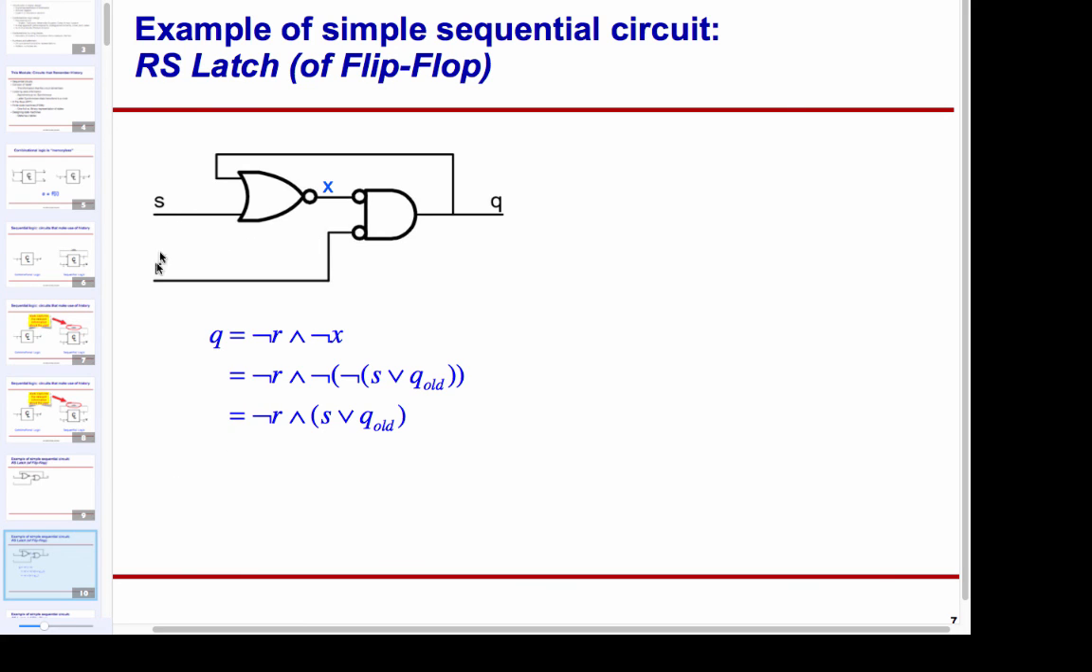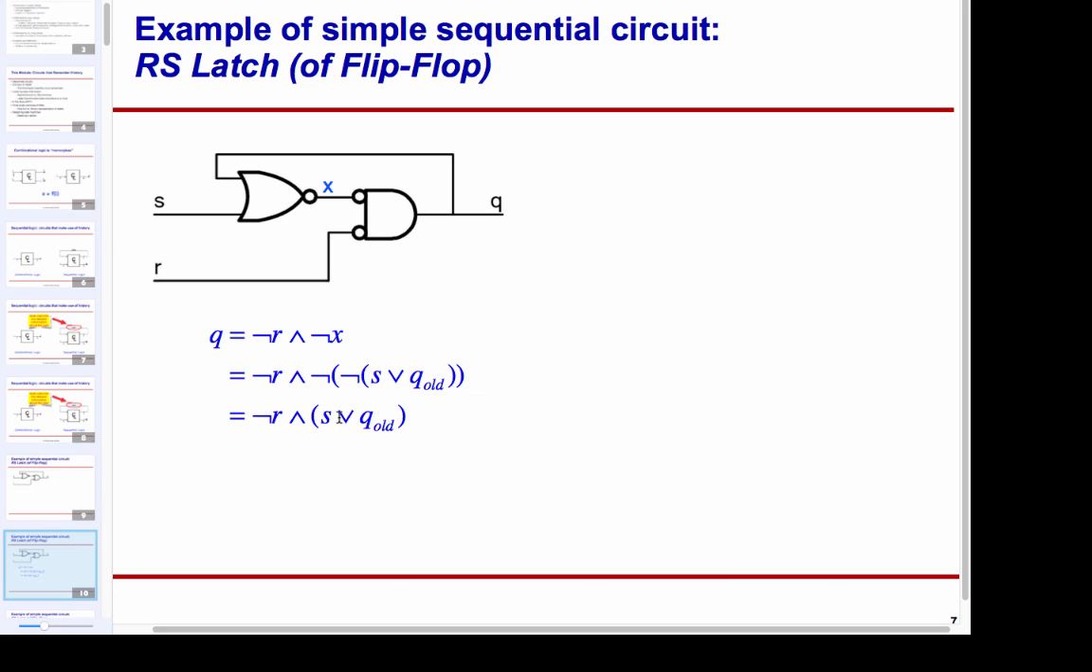So let's call the two inputs S and R, and let's call this intermediate guy X, and let's work out the equation for Q. So Q is going to be not R and not X, just simply out here. X in turn is a NOR gate, so not X is not of S or the previous value of Q. And that results in not R and S or Q old. So this is my equation: anytime, Q is equal to not R and S or the previous value of Q.